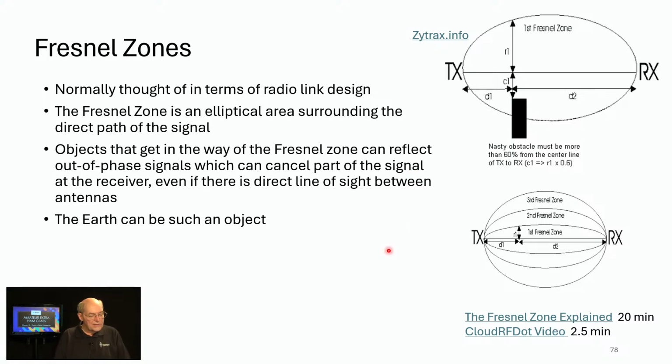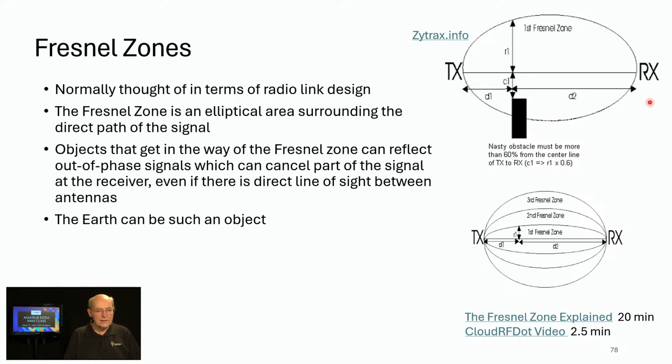So objects that get in the way of the Fresnel zone can reflect out-of-phase signals, which can cancel part of the signal at the receiver, even if there's a direct line of sight between the antennas. And this seems kind of counterintuitive, because if you've got line of sight between transmit and receive, you ought to be able to talk, right? Well, because of signal cancellation, you could also think of this as multipath, like we see on 2 meters when you're traveling in a car, picket fencing. This multipath destructive interference can actually reduce the signal. So even though the transmitter and receiver can see each other, the signal might be bad on the receive side.